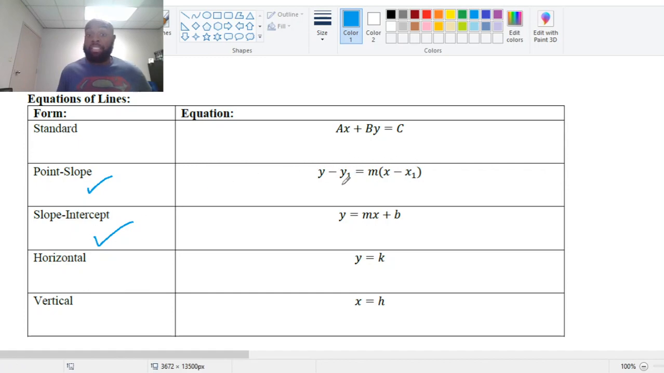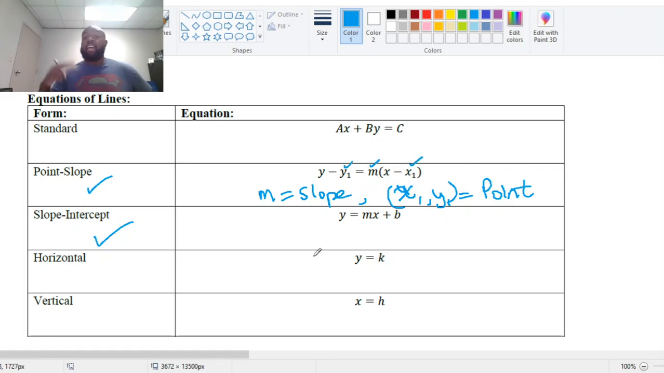The point slope form is given here, where m equals our slope, of course, and x sub 1 comma y sub 1 equals a point that we know that our line passes through. So once I get these two pieces of information, I can substitute them into this equation, and then we'll have a formula for the equation of our line.